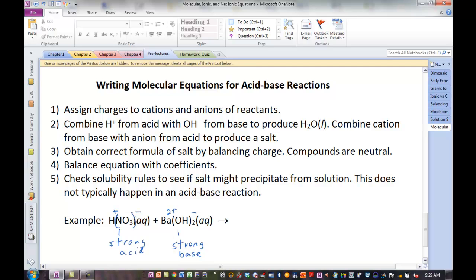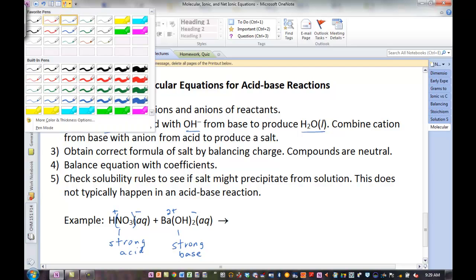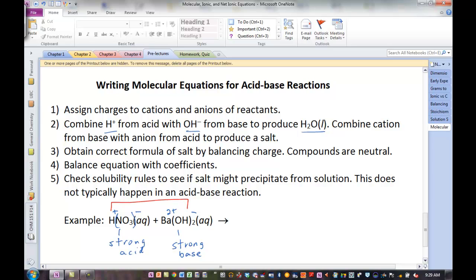Now, step 2. H+ from the acid combines with hydroxide from the base to produce one of the products, water. So let's take our arrows here, cation with anion. It's always going to be, in an acid-base reaction, H+ and OH- to produce H2O. Now, water is a pure substance. That's our solvent, in effect. So it's not aqueous. It is a pure liquid. So we write L for water.